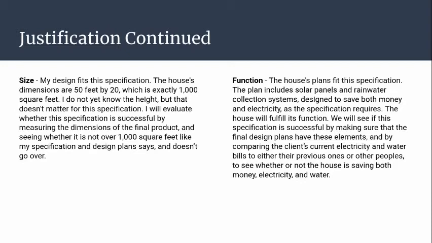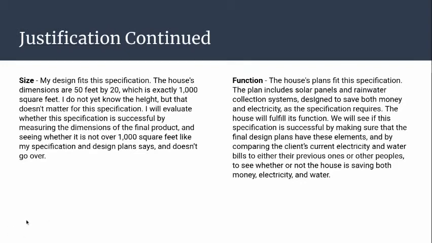And the last essential design specification is function, which is similar to the environmental one. We will see if it's successful by guaranteeing that the final design plans and the final product have all these different elements that can help save electricity and the environment. And like I said earlier, if we were to actually build this house, we would compare the client's current and previous bills to see whether or not they're saving money, electricity, or water.